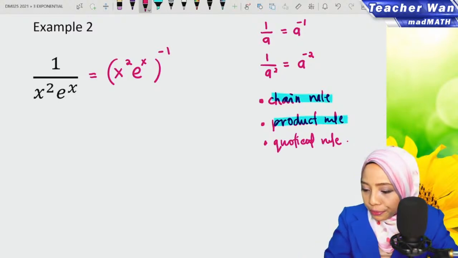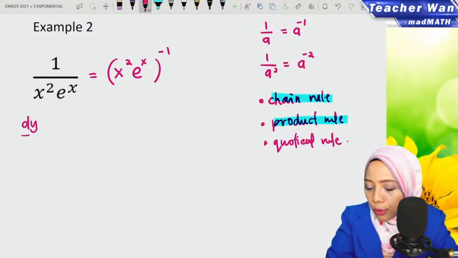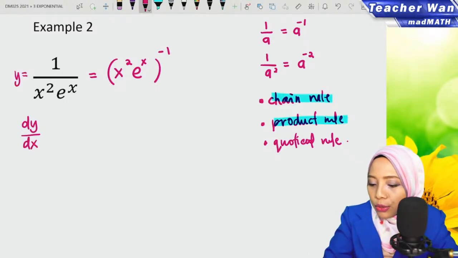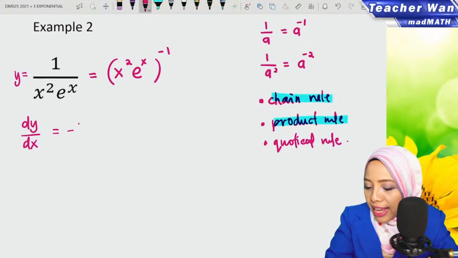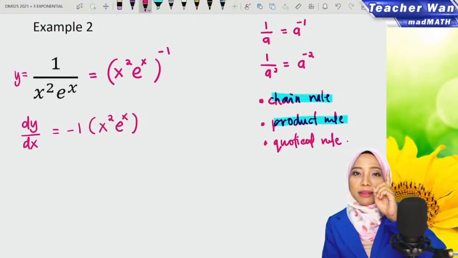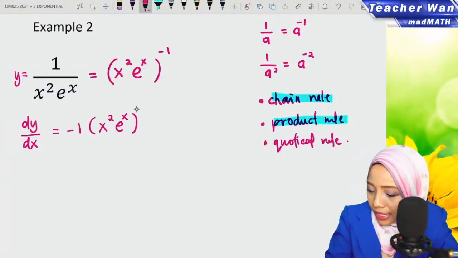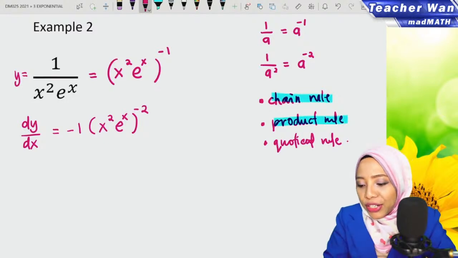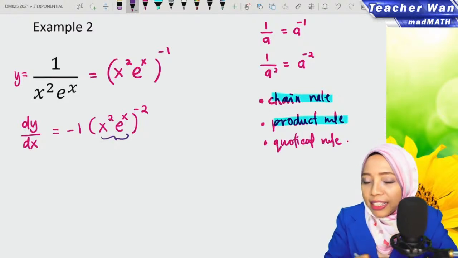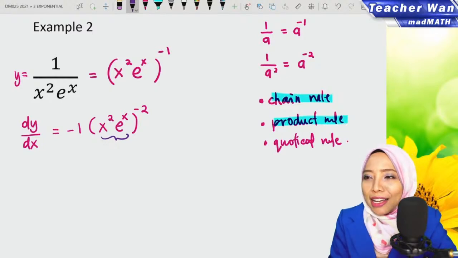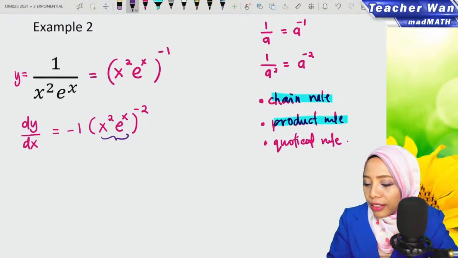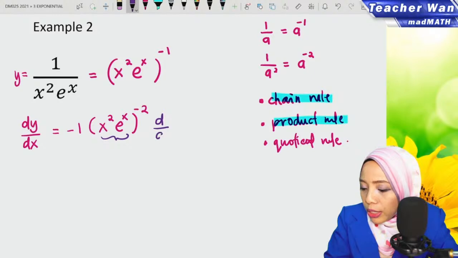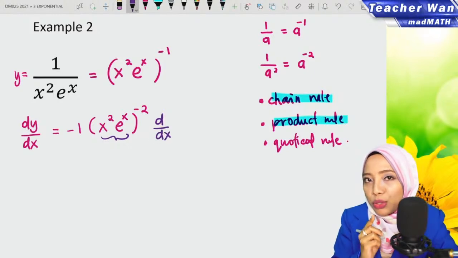Okay, so now dy over dx. If this question is y equals this, then dy over dx equals negative 1 x squared exponent x to the power of negative 1 minus 1, which will give us negative 2. And then don't forget to differentiate this function, the one that consists of 2 functions just now. Do you agree? So what are you going to do? You write down that you are going to differentiate it.